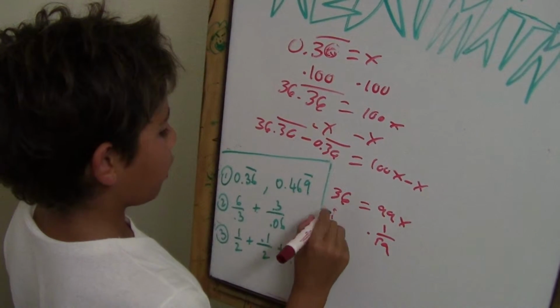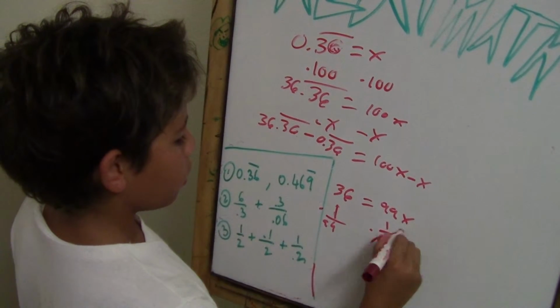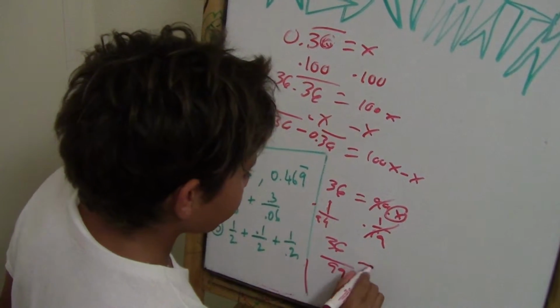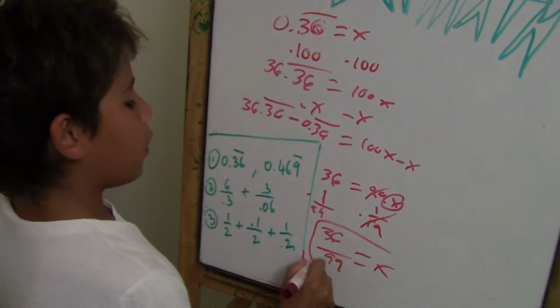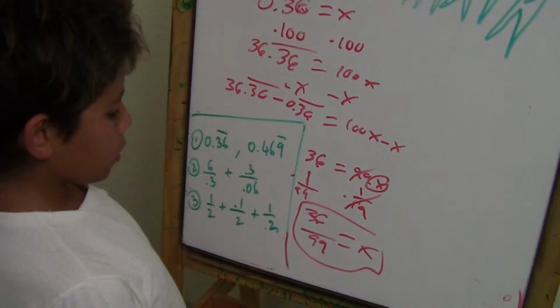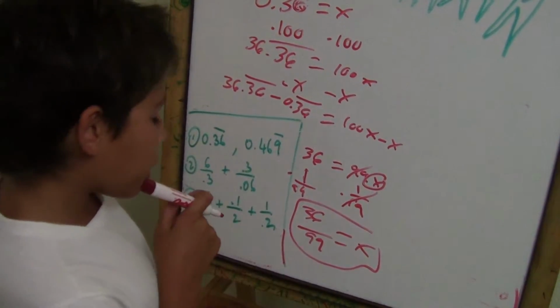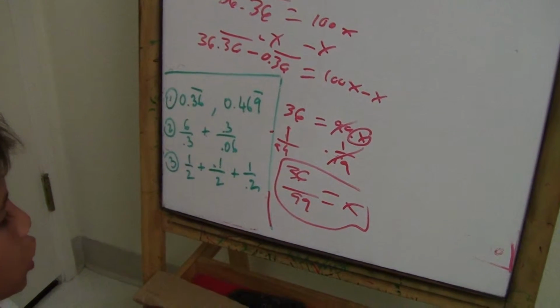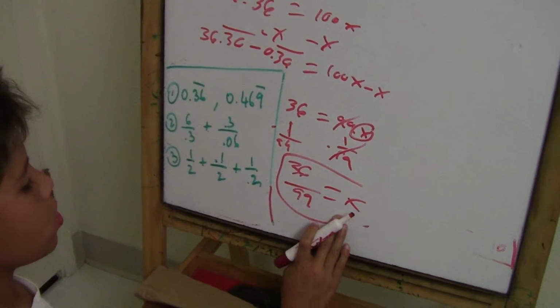Why did I make that minus? I do not know why. x is still there. That would be 36 over 99 for you. It's equal to x. There you go. That is how you do it. Can you simplify 36 over 99? Oh yeah, you actually can. Thank you for catching that. You actually can. So yes.